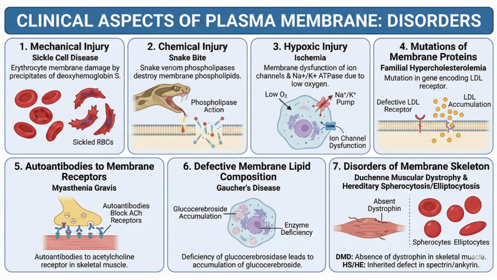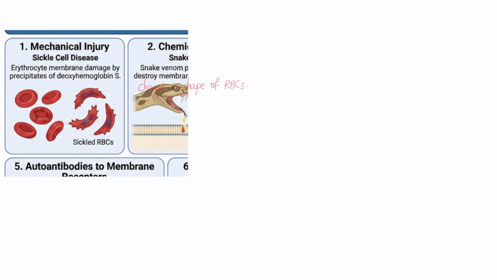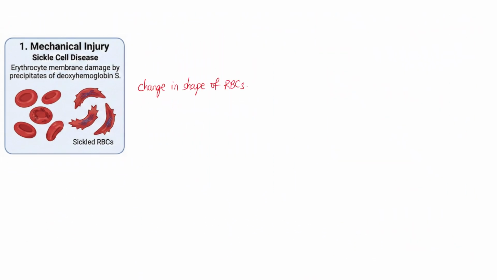Now, coming to the clinical aspects of the cell membrane, what happens if there are membrane disorders, membrane damages? The first one is the kinds of damages.